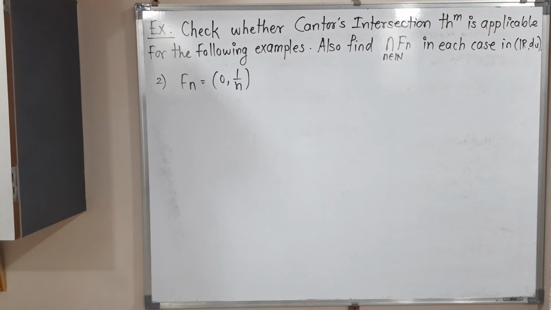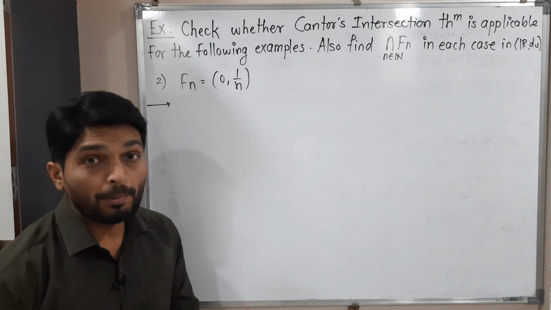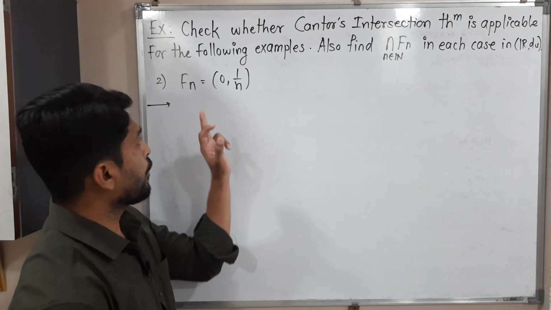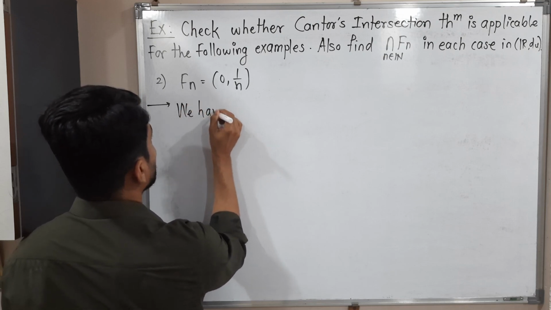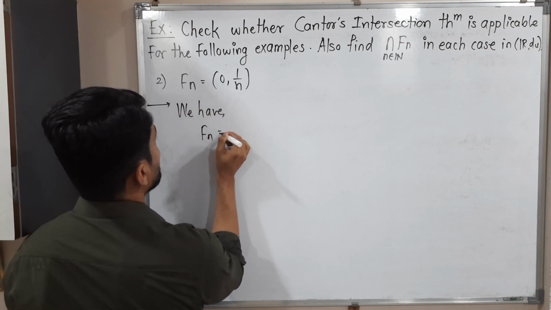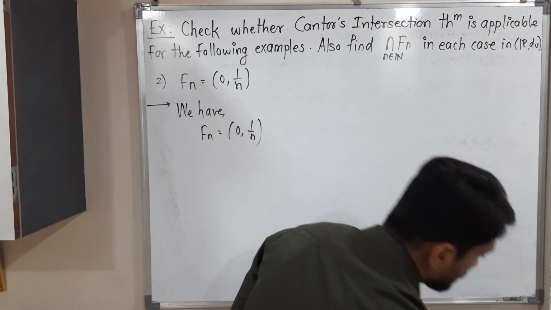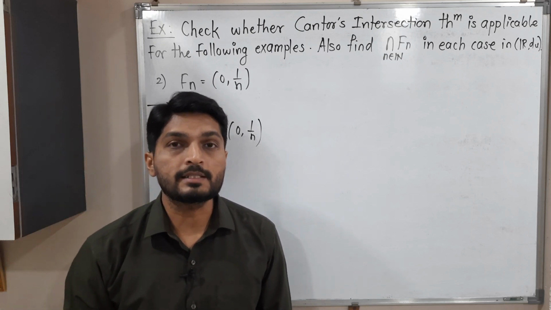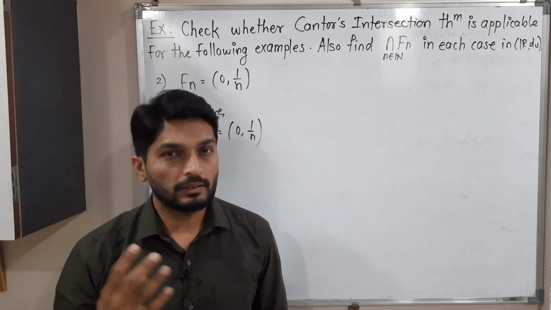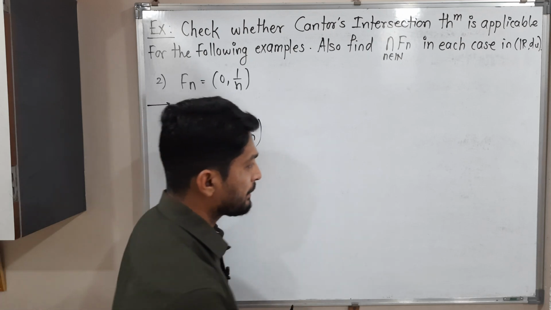So this is our second example. Here Fn is a sequence of sets which are defined in this way: open interval 0, 1 by n. Let me mention, we have Fn is equal to 0, 1 by n. So obviously the first question is we have to check whether Cantor's intersection theorem is applicable or not. But it should satisfy 4 conditions, then only Cantor's intersection theorem is applicable.